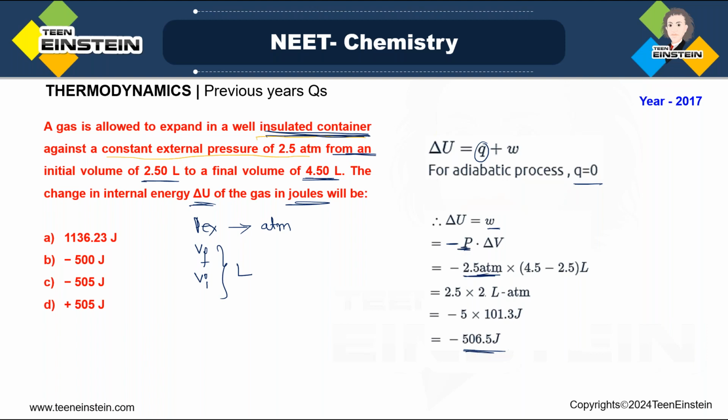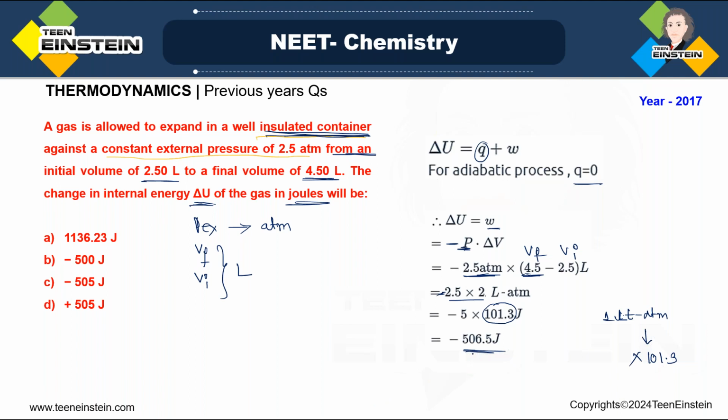So you have to select it properly. So P value is 2.5 atmosphere. This is the final volume. This is the initial volume. And you are getting 2.5 into 2. Okay. So 2.5 into 2, which is 5. But we are converting it to joule, and that is why we are multiplying it with 101.3. So 1 liter atmosphere, when you are trying to convert to joule, then you have to multiply it with 101.3. So that is why the final result is 506.5.